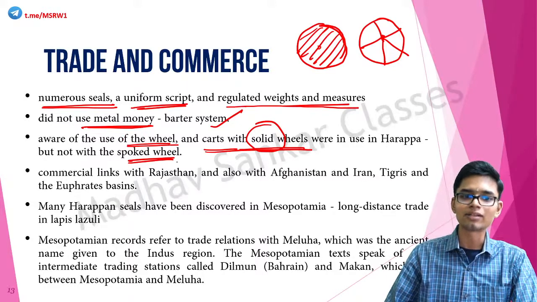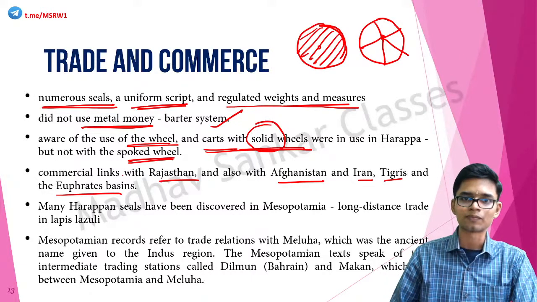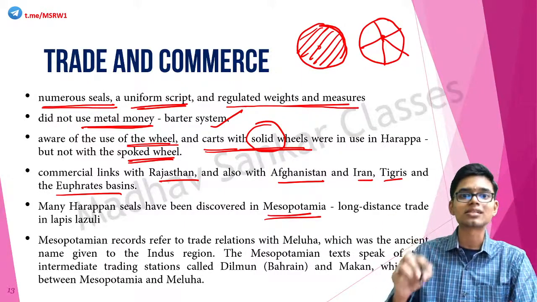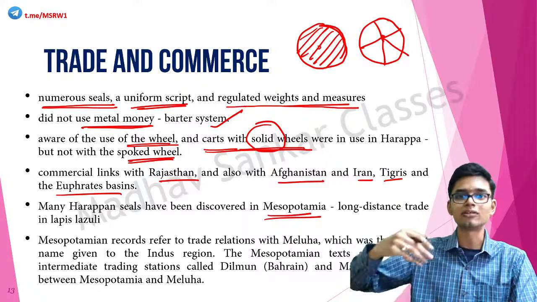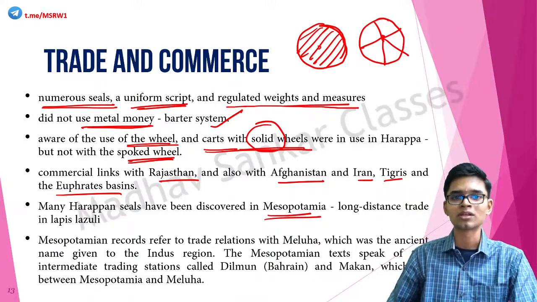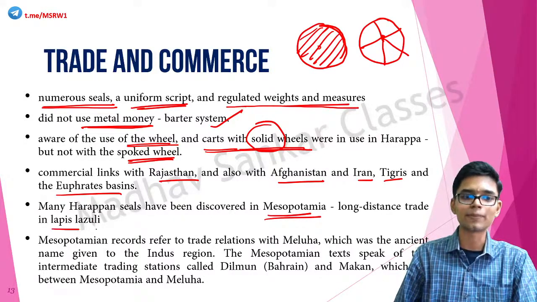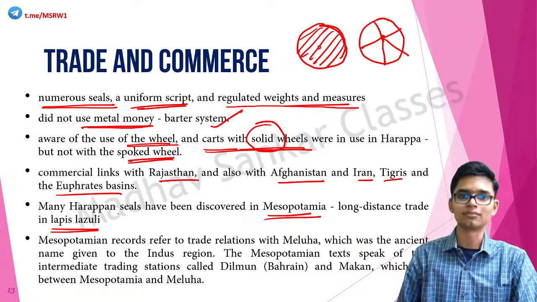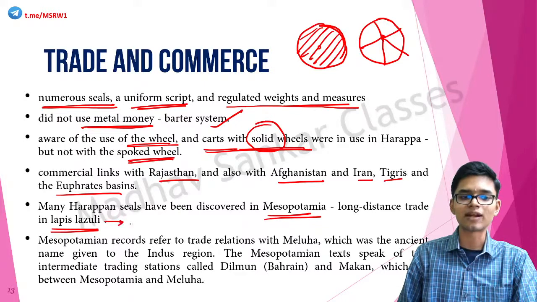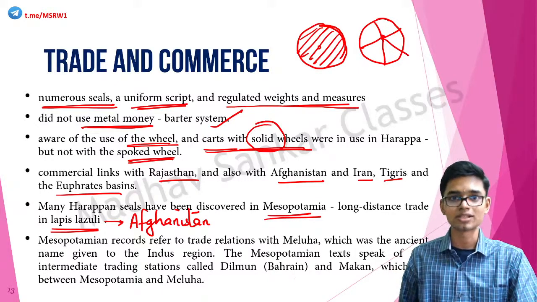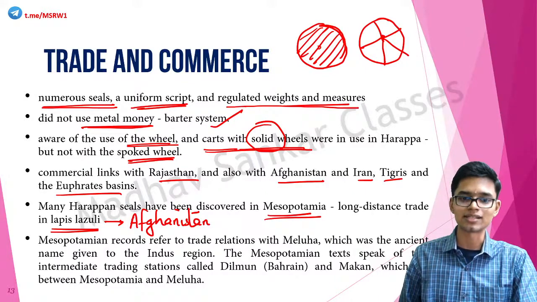There were commercial links with Rajasthan, Afghanistan, Iran, the Tigris and Euphrates basins, etc. Many Harappan seals were actually discovered in Mesopotamia, which means there was long distance trade, and which also means there was contact between the Harappan civilization and the Mesopotamian civilization. Long distance trade also existed as far as precious stones are concerned. For example, lapis lazuli, a precious stone, was imported by Harappans from Afghanistan. This also points to a well-established trade and commerce network in the Harappan civilization.